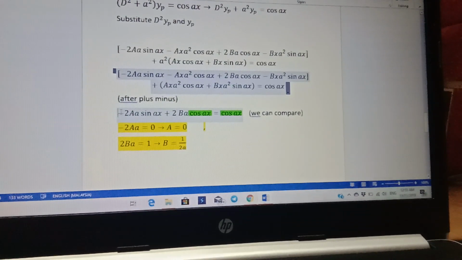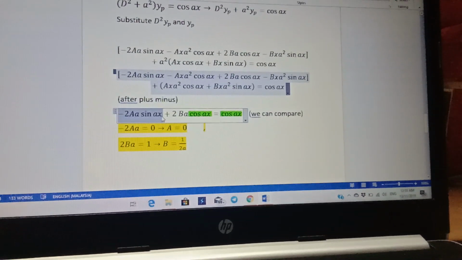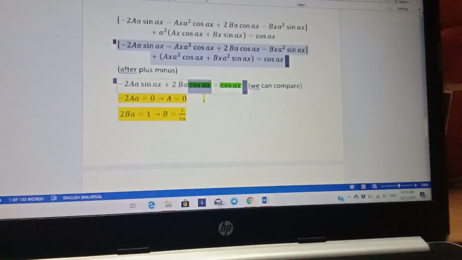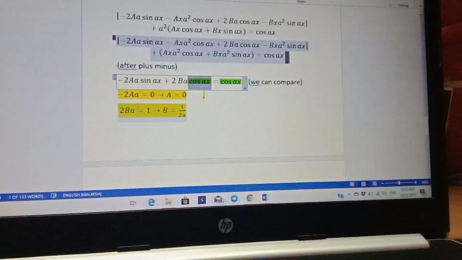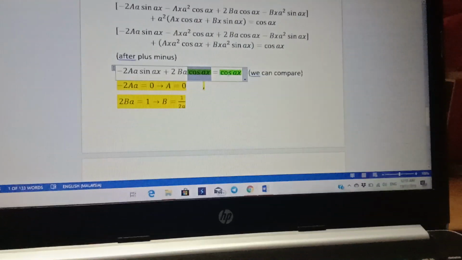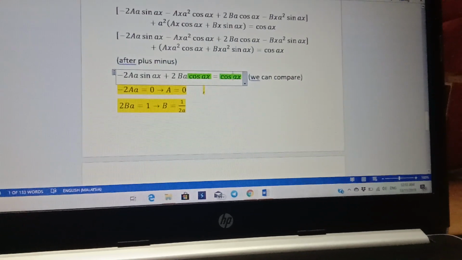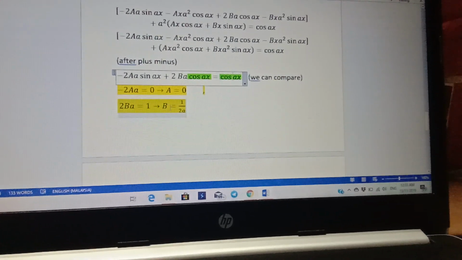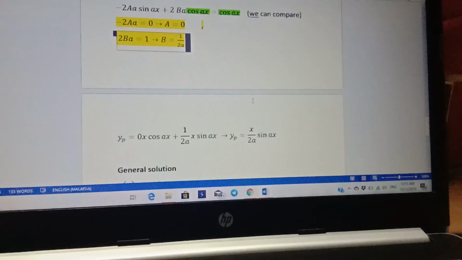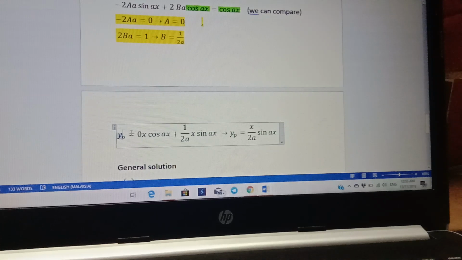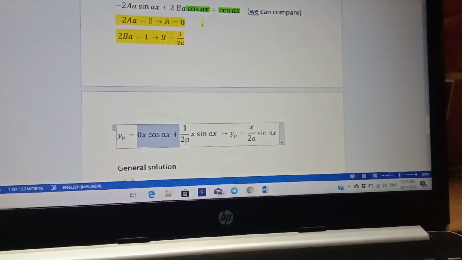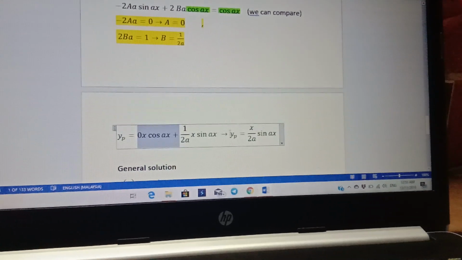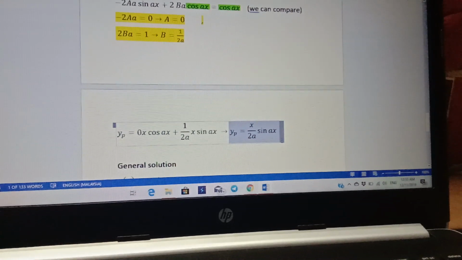Sine doesn't have a partner on the right side, but cos has, so we will get the values of A and B. The right side is cos only, so it equals 1, and B, I will get 1 over 2a. So we substitute into the equation, and since A is 0, it cancels, so yp is just x over 2a sin ax.